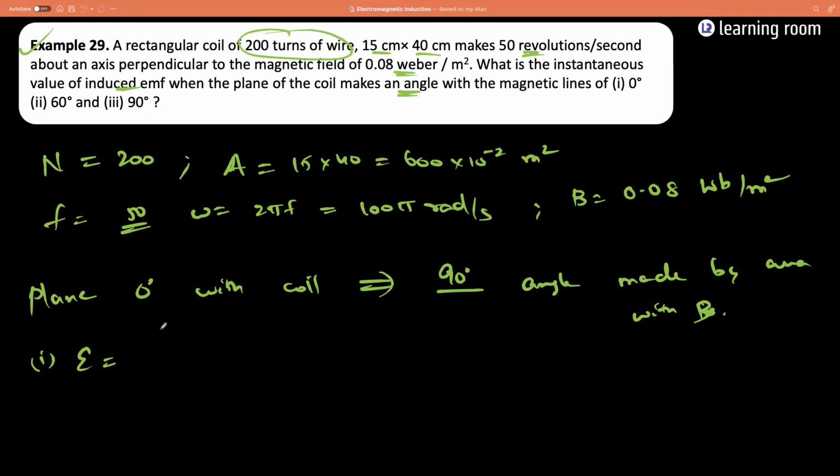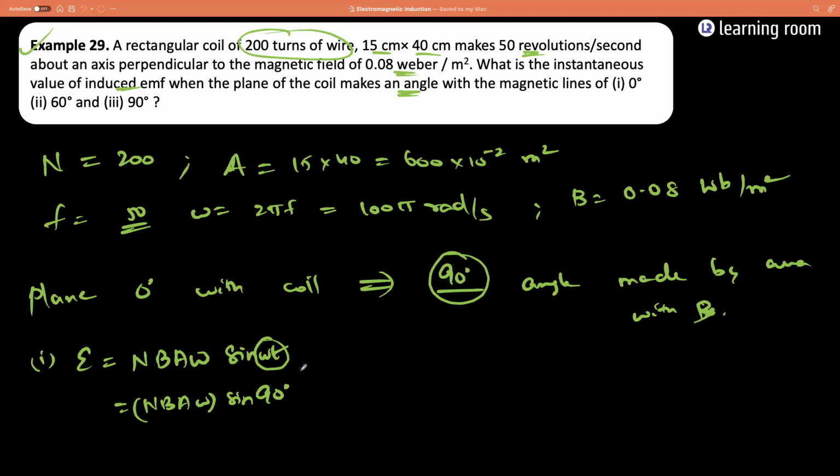EMF will be equal to, what is the instantaneous EMF generated when a coil is revolving in a magnetic field? That is a generator. It is NBA omega. What is this NBA omega, guys? This I discussed in the previous class. Don't say you forgot. What is NBA omega? NBA omega is the maximum EMF. So NBA omega into sine omega t. This omega t, I can write it as theta. So NBA omega into sine of, how much should I write the value of omega t as? It is going to be 90 degrees. Am I right? Are you able to understand this point?